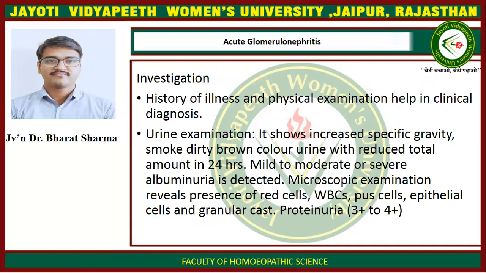Investigation: history of illness and physical examination help in clinical diagnosis. Urine examination shows increased specific gravity, smoky dirty brown colored urine with reduced total amount in 24 hours. Mild to moderate or severe albuminuria is detected. Microscopic examination reveals presence of red cells, WBCs, pus cells, epithelial cells, granular casts, proteinuria 3 plus to 4 plus.